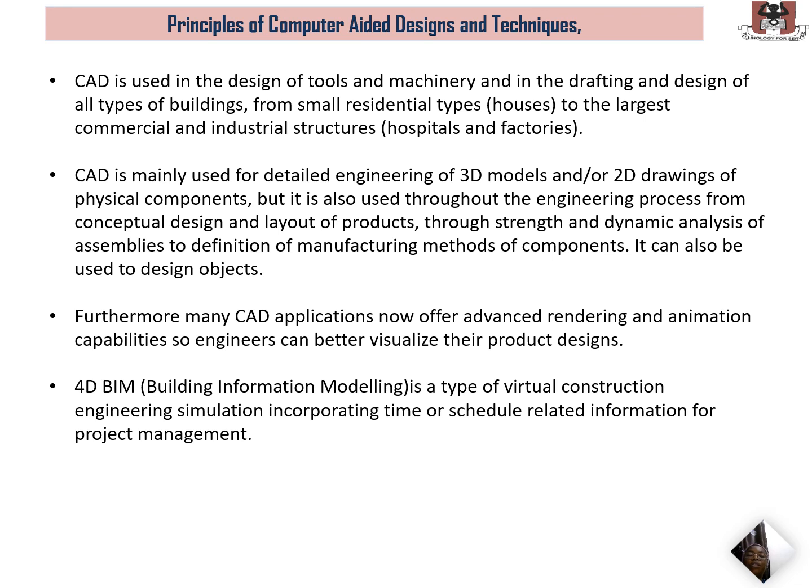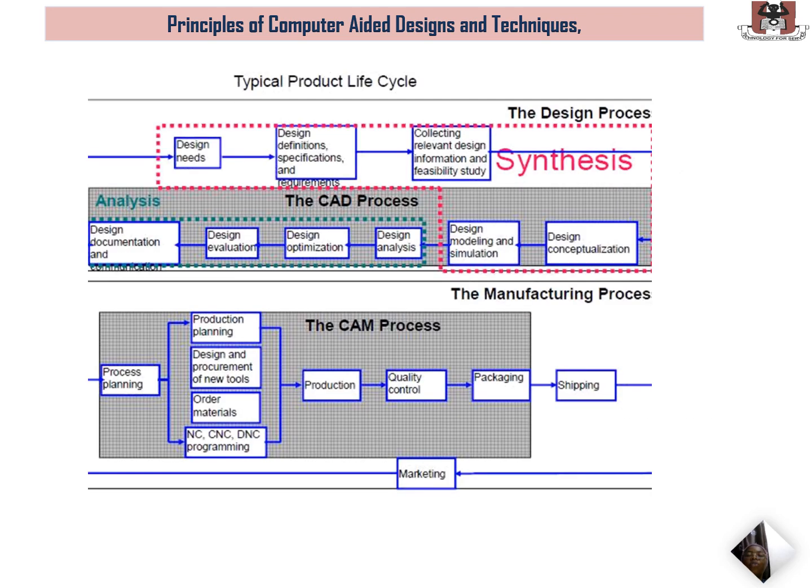They can be used for applications that now offer advanced rendering and animation capabilities, and this helps engineers to better visualize their product design. The 4D building information modeling is a type of virtual construction engineering simulation that incorporates time or schedule related information for project management. So this is a typical product life cycle of computer aided design.